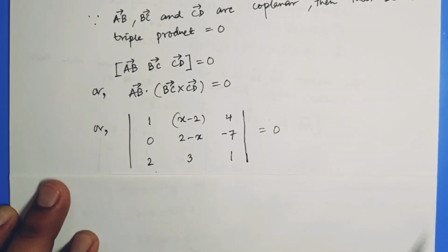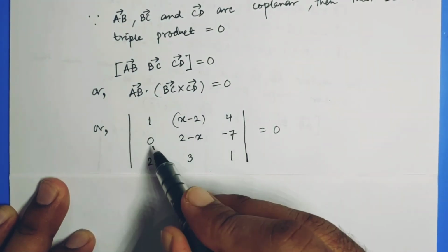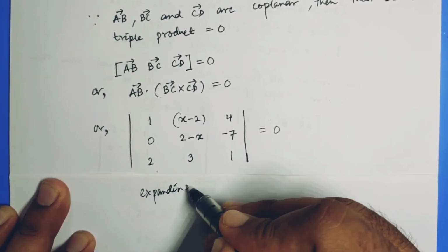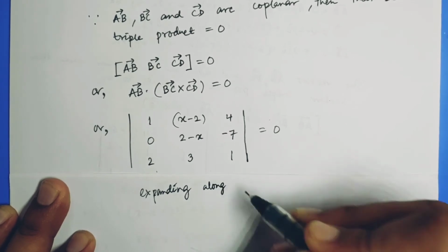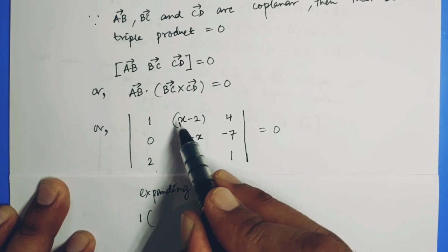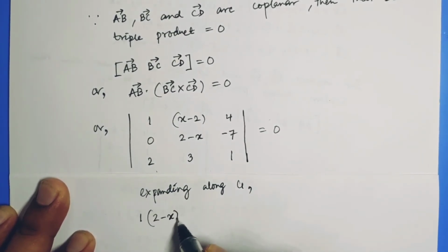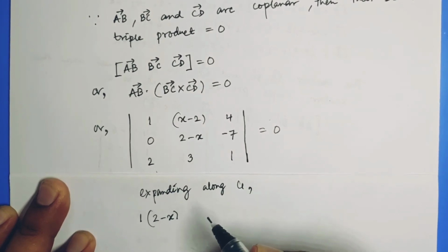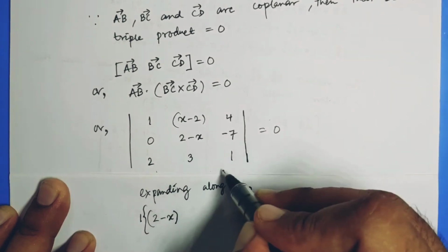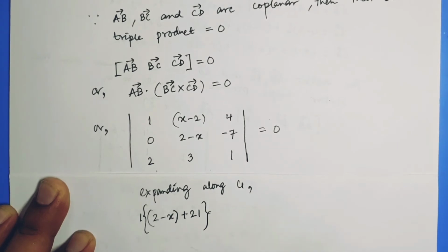So now for the expansion portion, let us expand. Now after this, what do we see? Expanding along C1 will do, because here is a 0. So expanding along C1, what do you get? If I take out 1, it will be 1 into (2 minus x), let's give the bracket sign, 2 minus x, then minus of plus 21. So this is what I get.